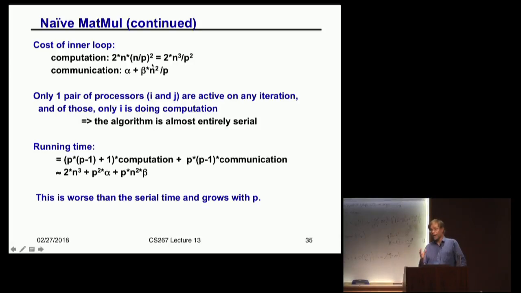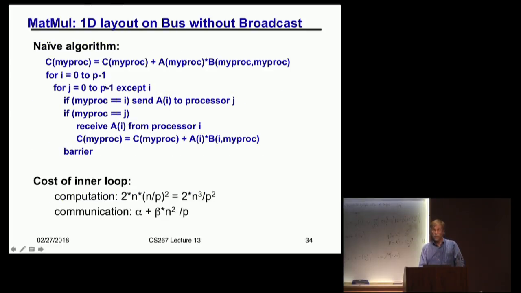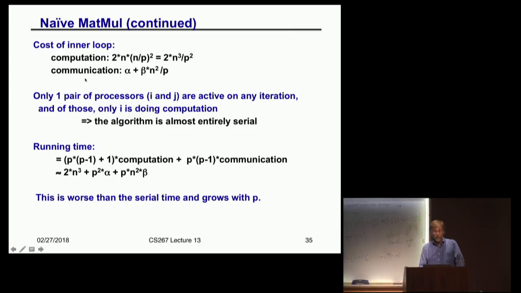And since I can only have one pair of processors active at a time, how many times do I execute the inner loop? It's basically p squared times. So this is basically a sequential algorithm. You might ask, why would I ever want to run this? I'll tell you in a second.